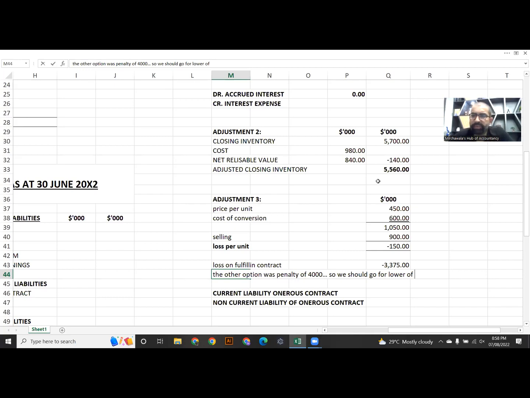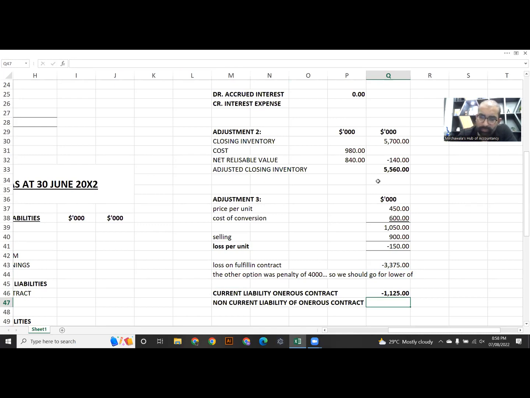So it's 3,375. Now, how to divide it between current and non-current? Simple. 3,375 is for 3 years, so let's divide it by 3. That gives 1,125.